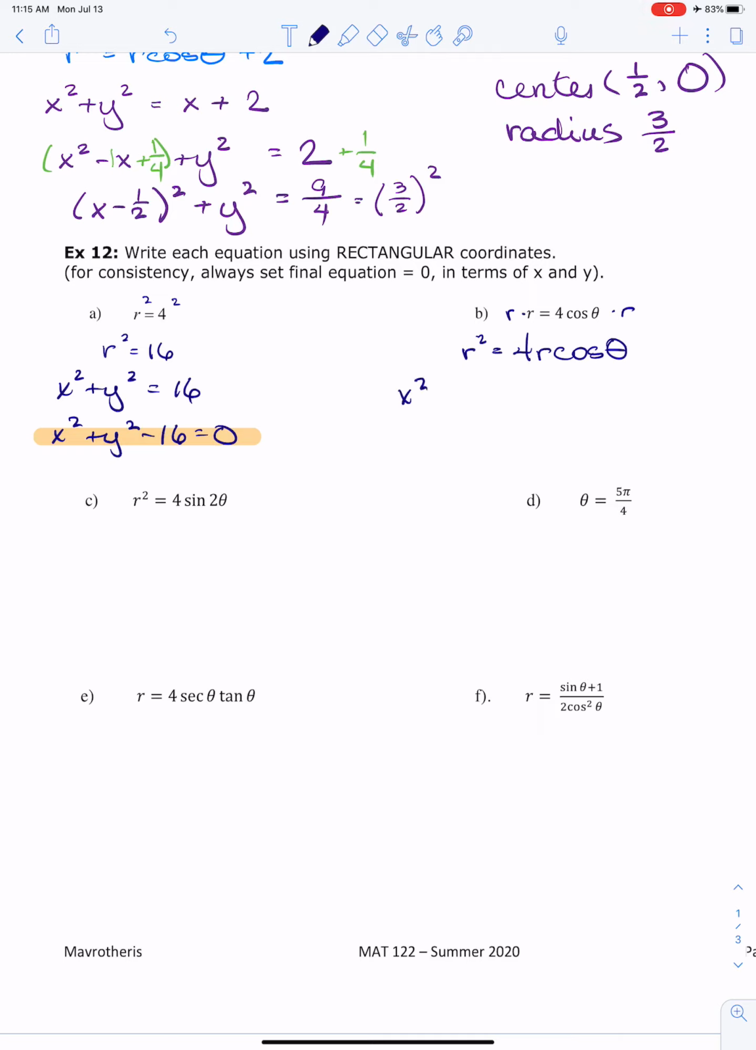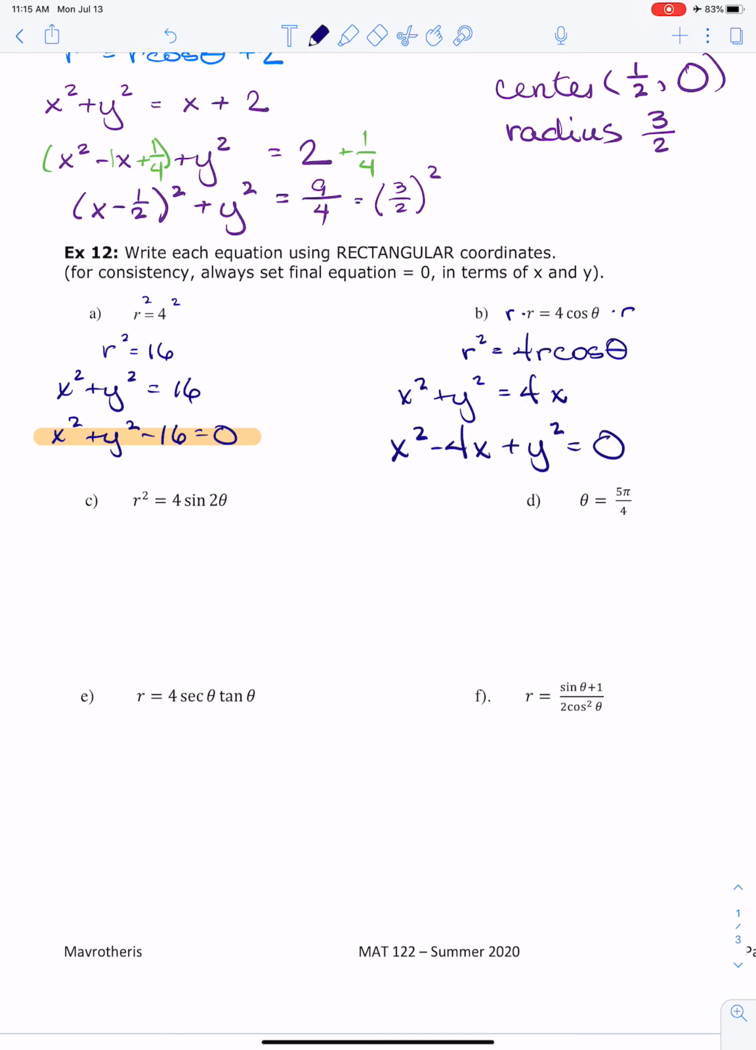My r squared is x squared plus y squared equals 4x. I got x squared minus 4x plus y squared equals 0. Keep in mind here, it's just asking us to convert to rectangular and not identify the conic section as we did in example 11.